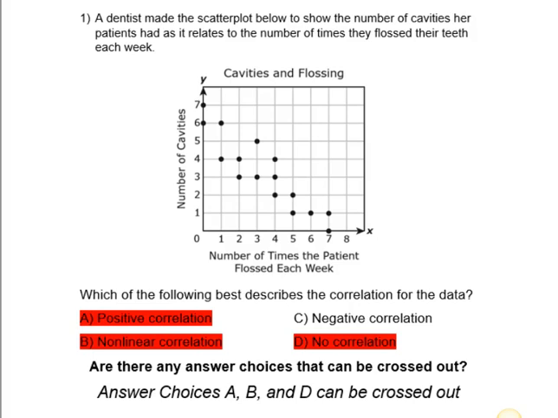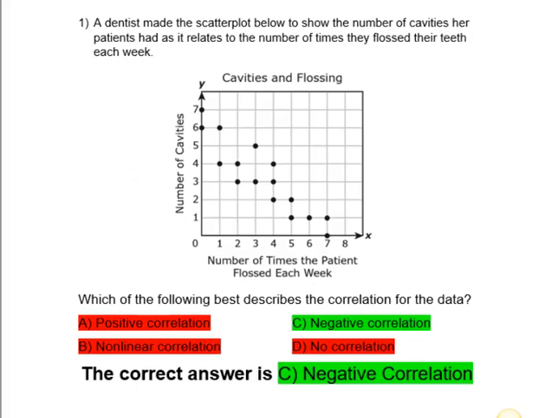For positive correlation, it says that as the x value increases, the y value increases as well. And in our scatter plot, that's not true. We see that as the number of cavities decreased, the number of times the patient flossed each week increased. For nonlinear, we know that's not correct, and also no correlation. Yes, there is a correlation between the x and the y. So our correct answer is C, negative correlation. So as the number of times the patient flossed each week increased, the number of cavities they had decreased.